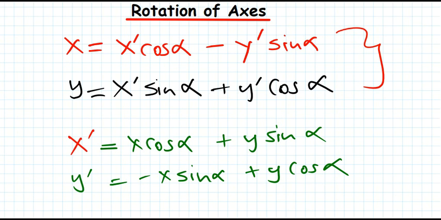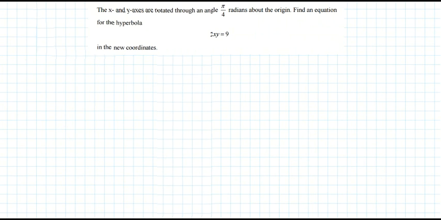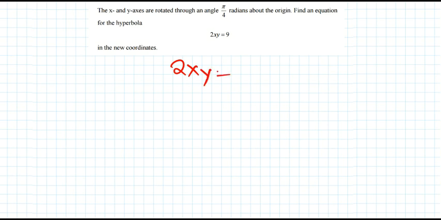Now straight away we'll look at an example. I said rotation helps us do away with the term xy. So we have been given 2xy equals 9. We are told the x and y axes are rotated through an angle of pi over 4 radians about the origin. Find an equation for the hyperbola in the new coordinates. So we have to find the equation of the hyperbola in the new coordinates after rotating it by that magnitude.